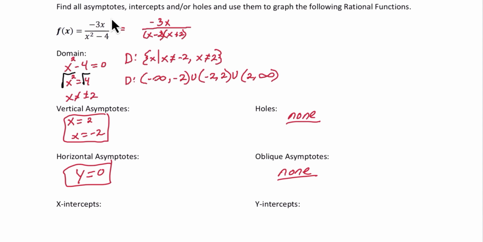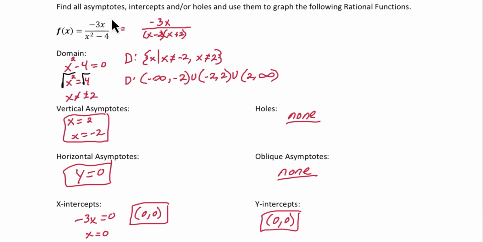To find x-intercepts, we set the numerator equal to 0. Negative 3x equals 0. Divide by negative 3 on both sides, and we get that x equals 0. So the x-intercept is simply the origin. That automatically makes the y-intercept the origin because x is 0.